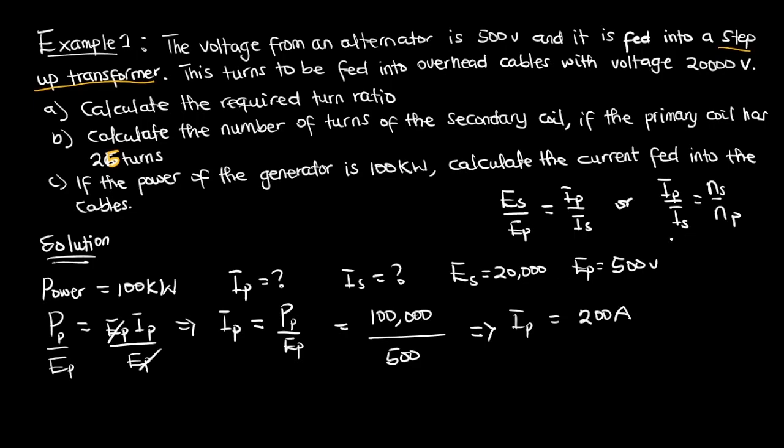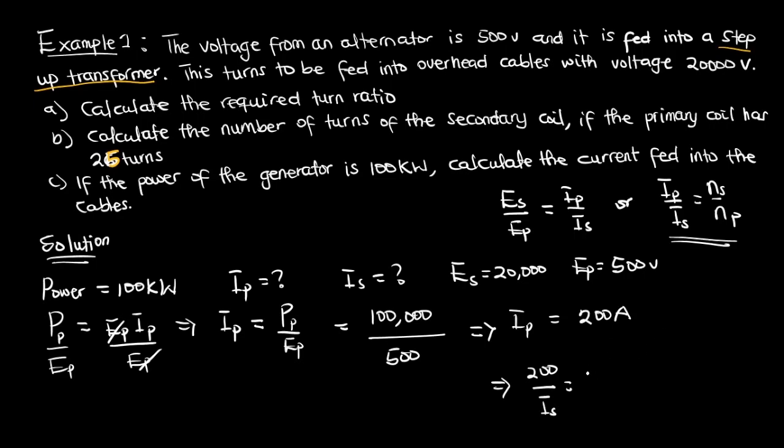So I will be going with okay, I'll be going with this, right? But we can also use this. So in fact, let's use both and see if we'll get the answer, right? So using this first, our IP, which is 200, so I have here 200 over IS, which I'm supposed to find, is equal to NS over NP, right?